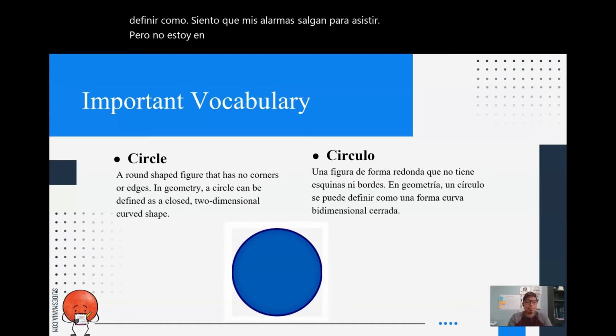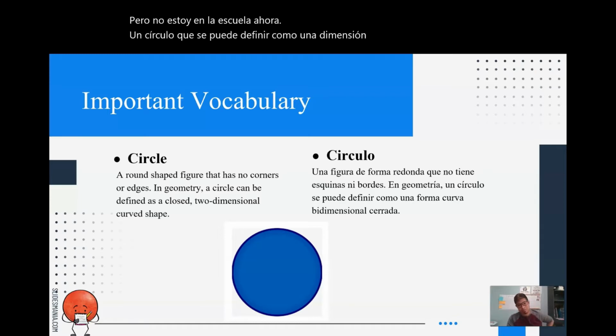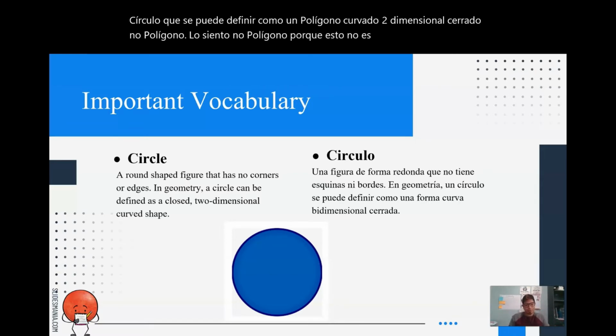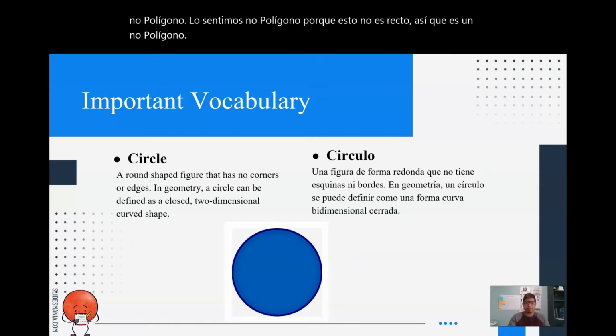A circle can be defined as a closed two-dimensional curved figure. Non-polygon, because this is not straight, so therefore it's a non-polygon. Next.